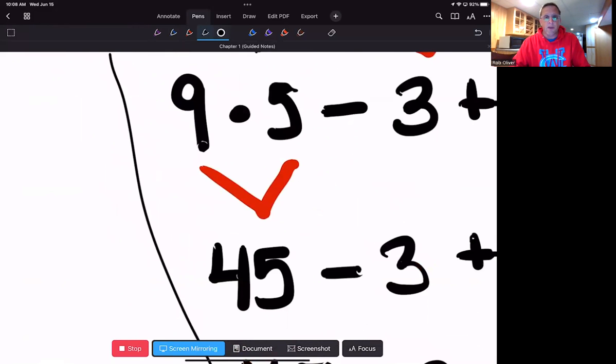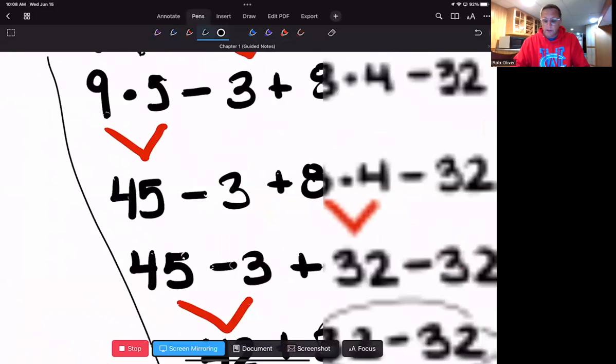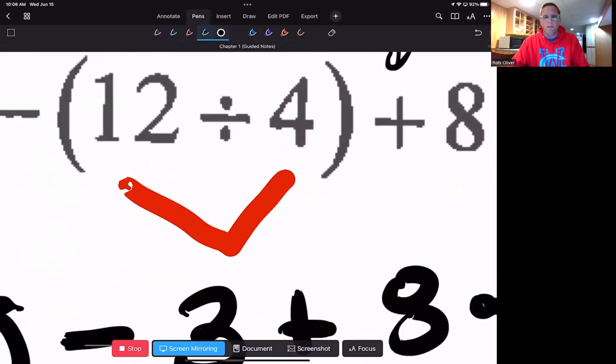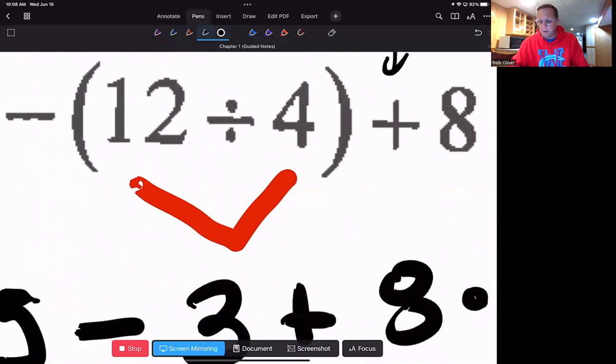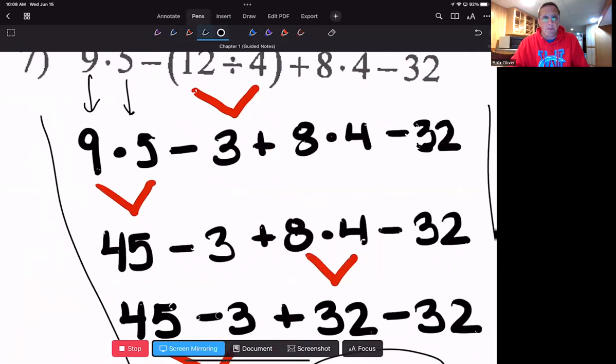Like 9 times 5, which is 45. That was not hard. The first thing we did was 12 divided by 4. 12 divided by 4 is 3. So the individual steps by themselves weren't too tough.